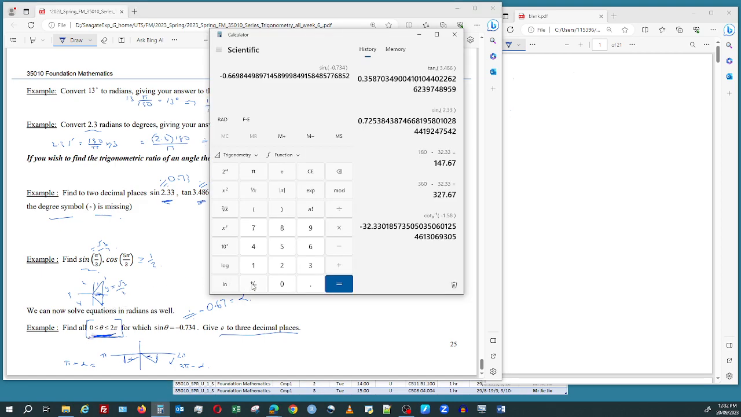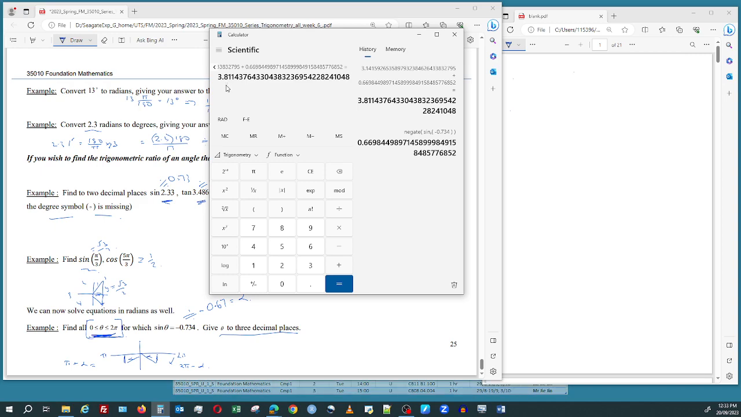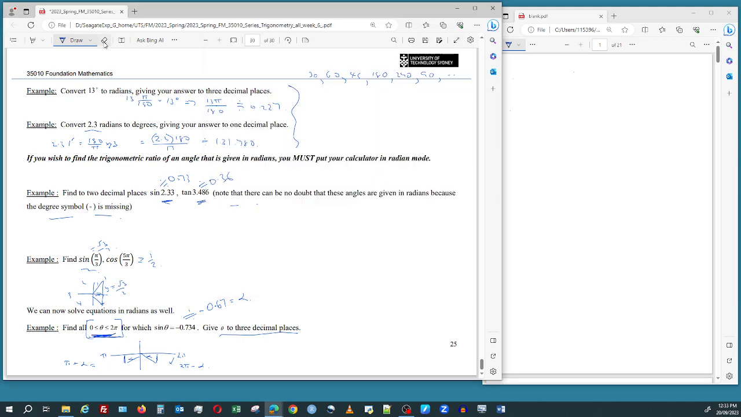Okay, so let's do this one. Let's take the negative off. Just put that in the memory. Clear all this other stuff. So pi plus this one is equal to 3.811. Oh, hang on a minute. I didn't solve for that. I just put that in. Sorry, I've made a mistake there. I need to correct that.